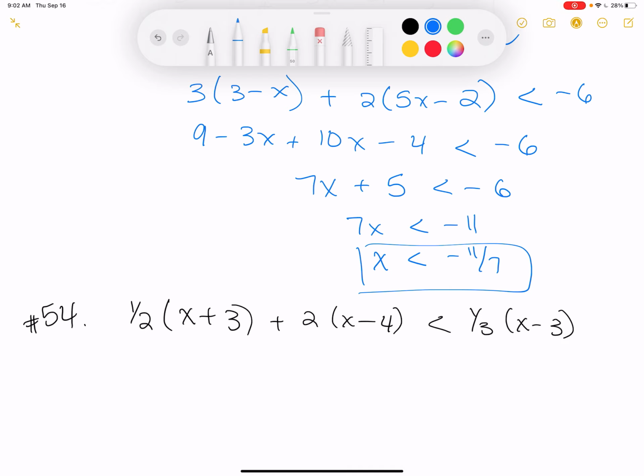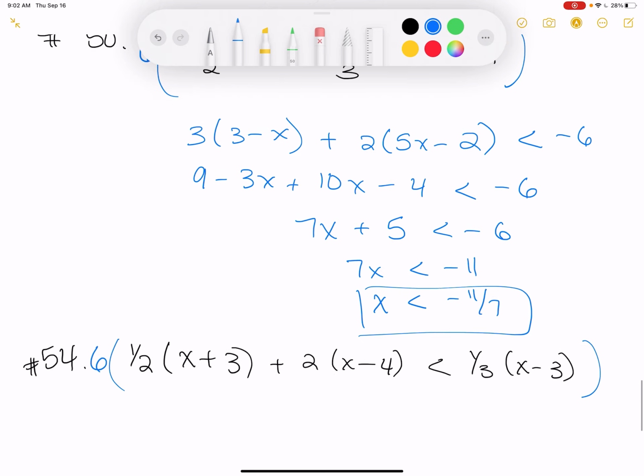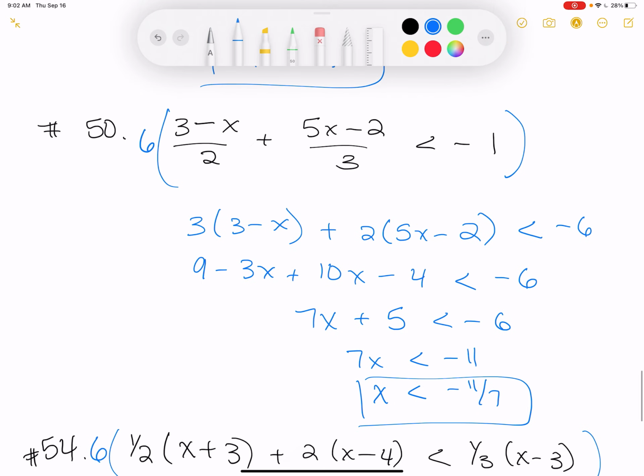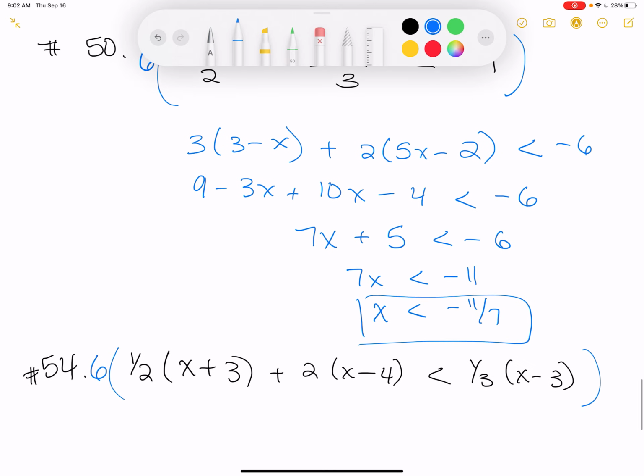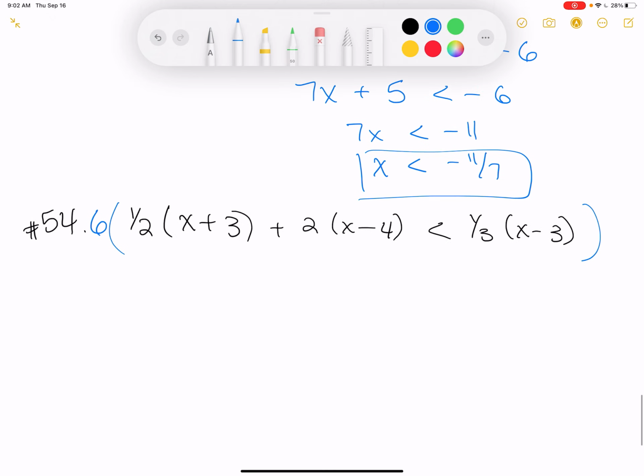So you distribute everything. Do you want to do that first, or do you want to get rid of fractions first? Get rid of fractions first. My brain is so slow today. It looks different, but in reality it's very similar to the last one, because this could all be rewritten over 2 and over 3. So those are going to be multiplied by 6? Yes, we have to do it to everything in order to do this method.